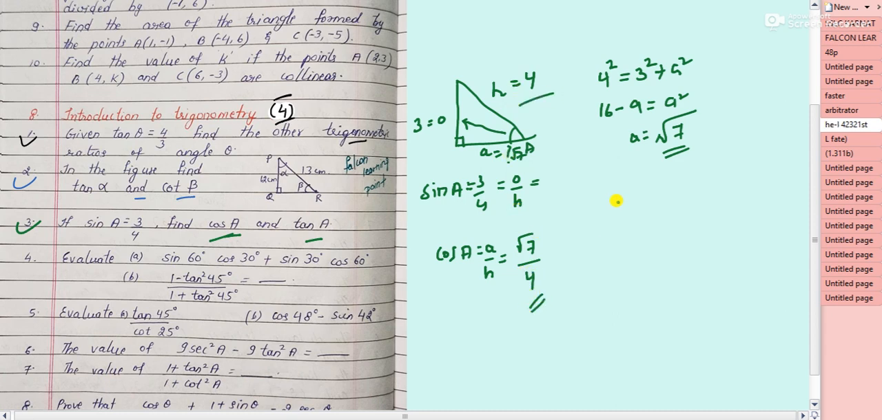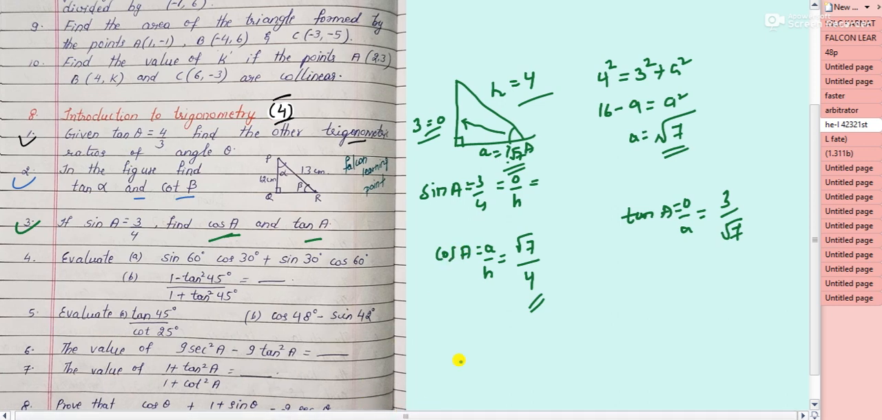So this is the answer. Now what about tan A? Tan A is O by A. So in this figure, what is O? 3. And what is A? Just now we found out 7. So this is the answer. Understood? So I hope you are getting it.